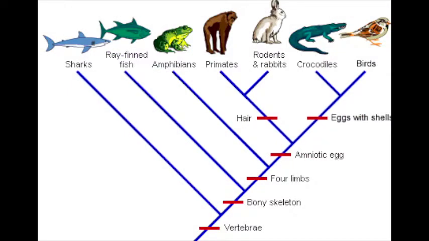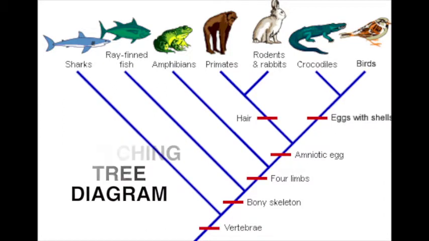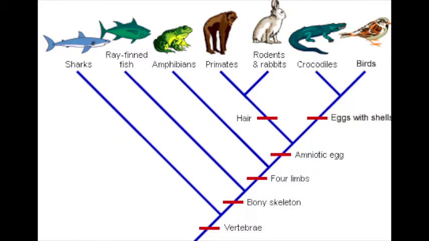Another way that organisms are organized is by using a branching tree diagram, which shows evolutionary relationships by grouping organisms according to shared derived characteristics.